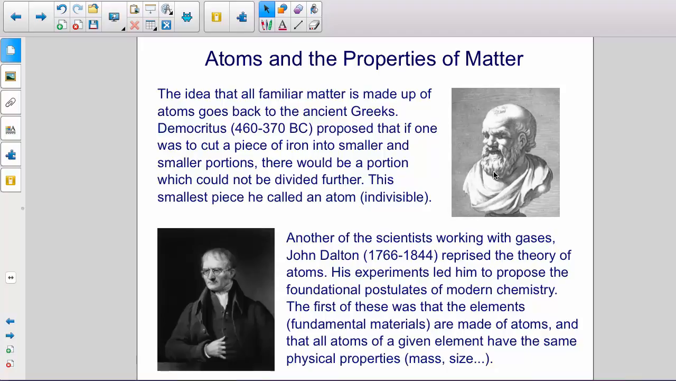Another of the scientists who was working with gases, John Dalton, reprised the theory of atoms. His experiments led him to propose the foundational postulates of modern chemistry, and the first of these was that elements, which are the fundamental materials, are made of atoms, and that all atoms of a given element have the same physical properties, such as mass or size.